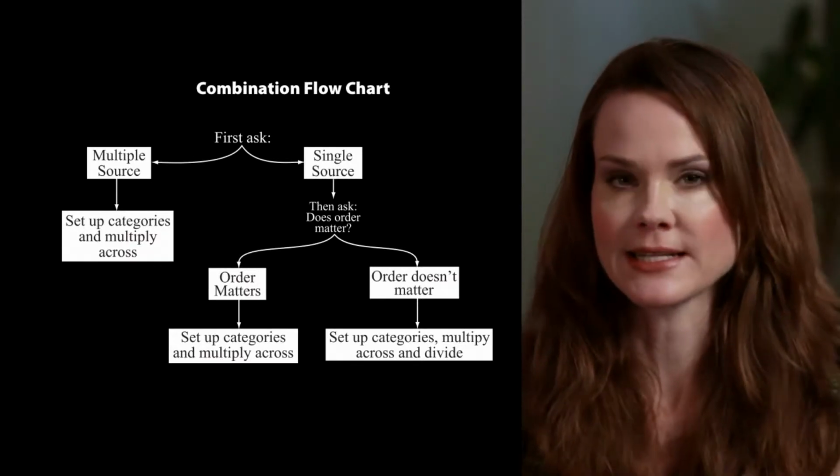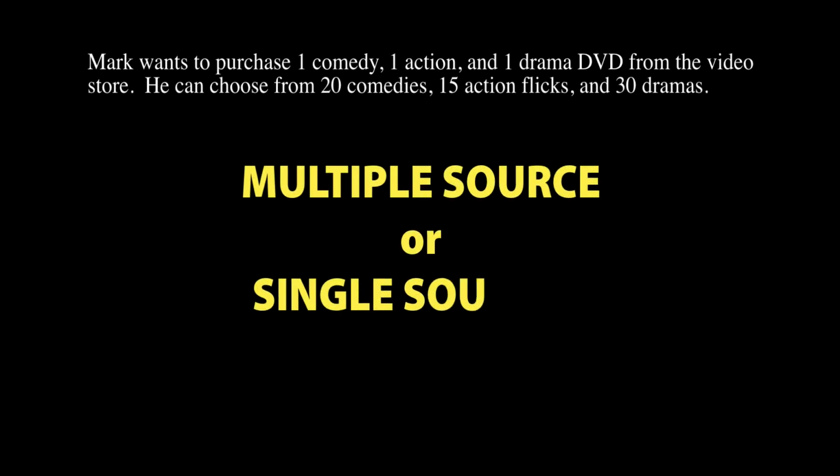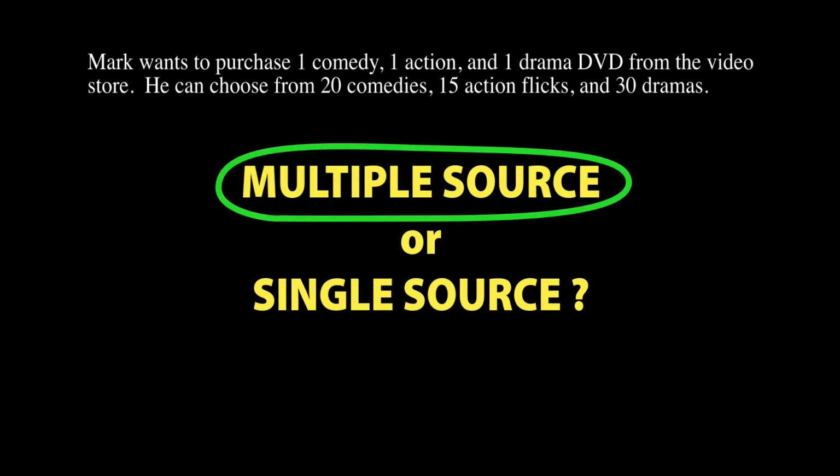So let's say on the SAT you see this question. Mark wants to purchase 1 comedy, 1 action, and 1 drama DVD from the video store. He can choose from 20 comedies, 15 action flicks, and 30 dramas. So we have to ask, okay, is this a multiple source problem or is this a single source problem? Well, because he's choosing from 3 separate types of DVDs, comedies, action flicks, and dramas, this would be categorized as a multiple source problem.